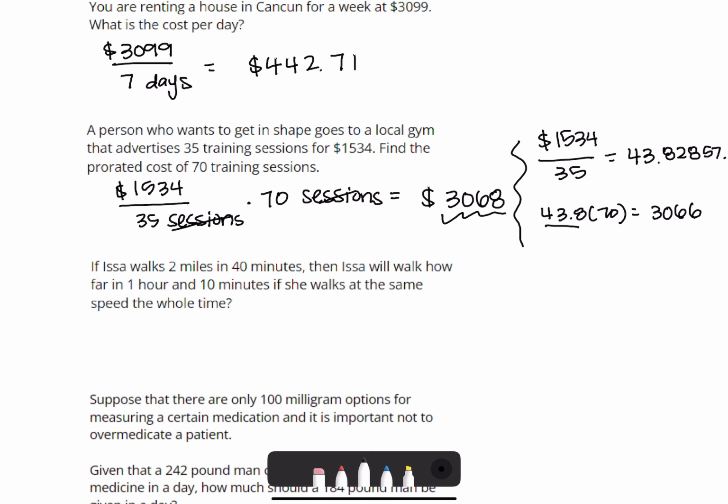And that's because this cost is rounded from the exact decimal. So we don't want to round until our final answer. So that's why you can do the fraction here and then times by 70. And that would give you the exact answer.